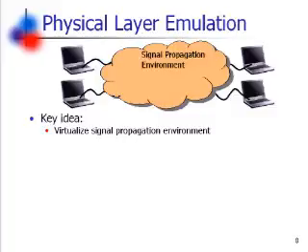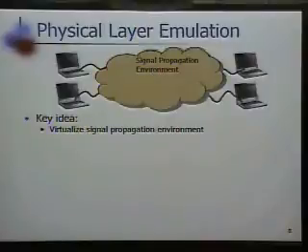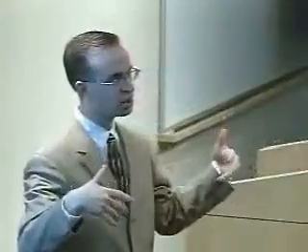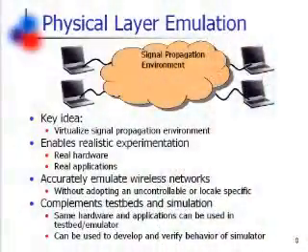So the key idea of the approach I've taken is to virtualize that signal propagation environment. Conceptually, what I've done is rip the antennas off of the wireless devices and then hook them up via coaxial cable to a virtualized signal propagation environment. And so once we do this, the devices don't talk over the air. There's no more communication over the air in this approach that I'm going to talk about here.